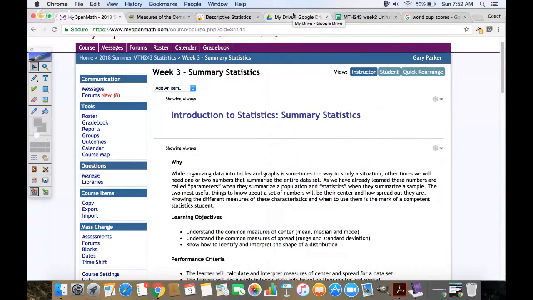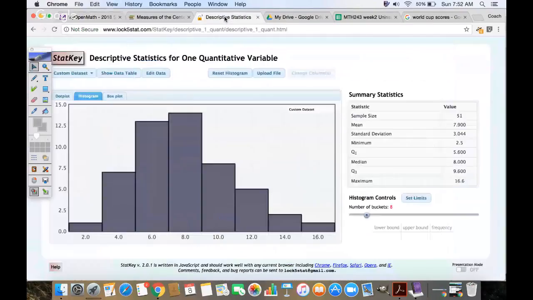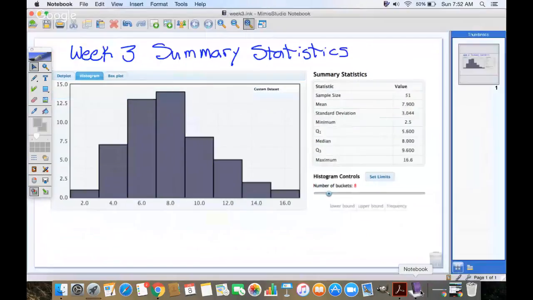So we've already started looking at summary statistics. And if you paid attention when you were playing with StatKey, if you used it, they give a list of some of the summary statistics here on the side. So we've looked at minimum and maximum, quartile, median. Some new ones we're going to look at this week are mean and standard deviation, in addition to mode is another one. So here, for example, it says the mean is 7.9, which is a little lower than the median, which is 8. Well, let's look at that on our graph.